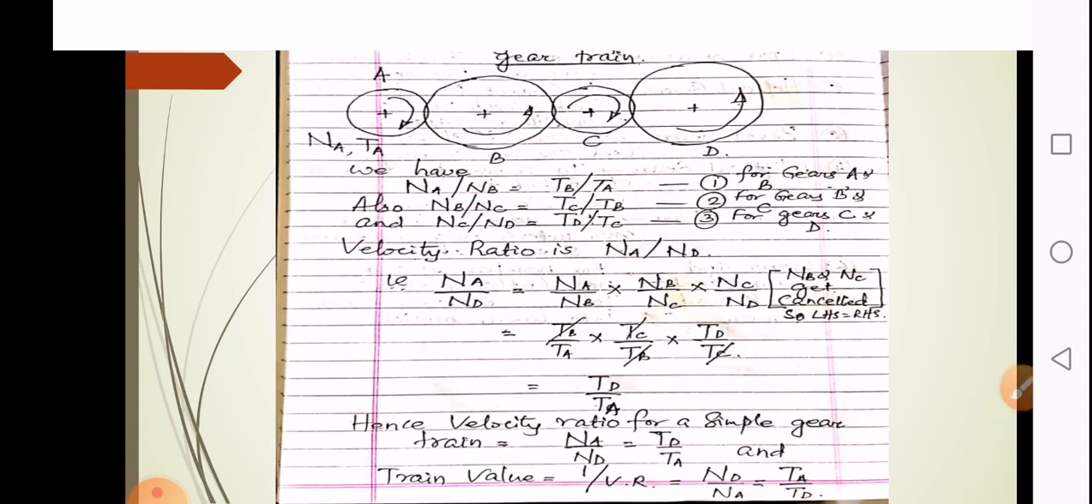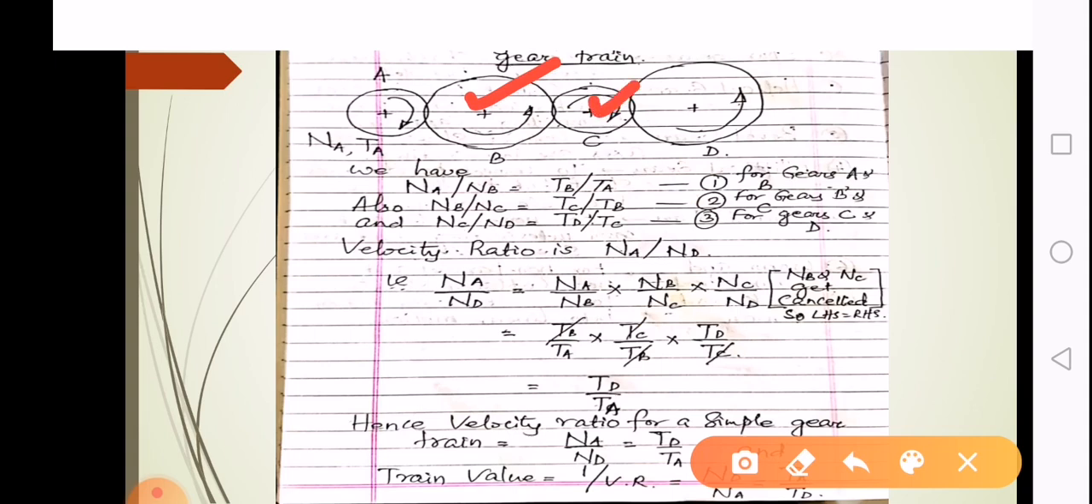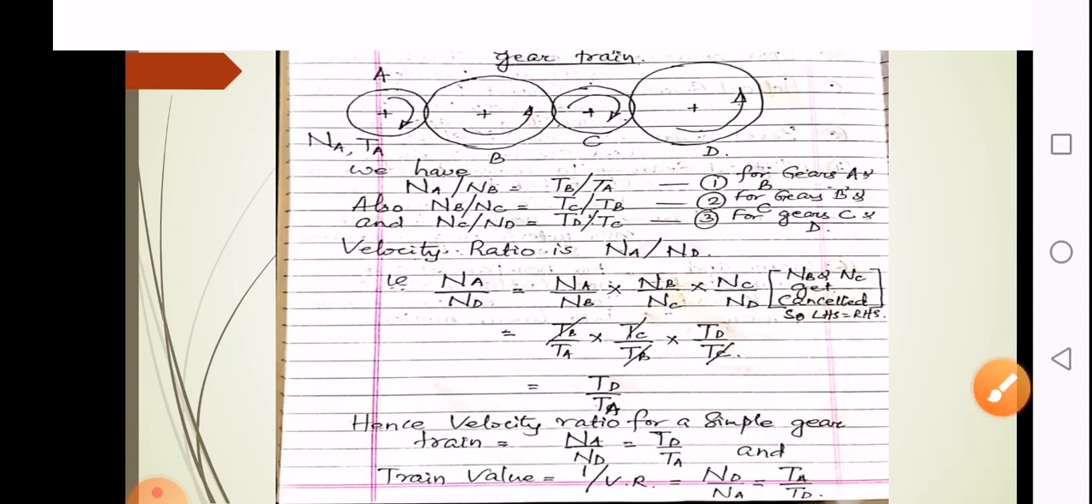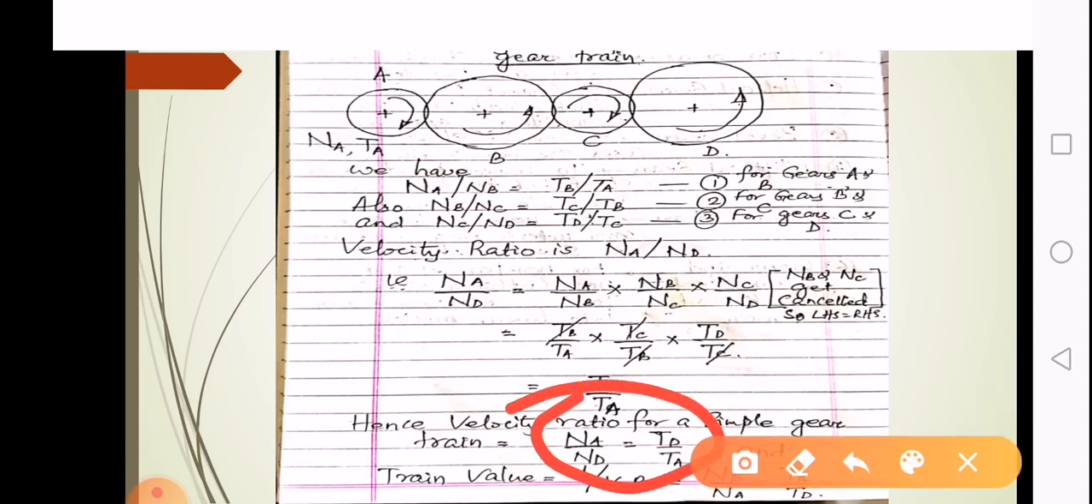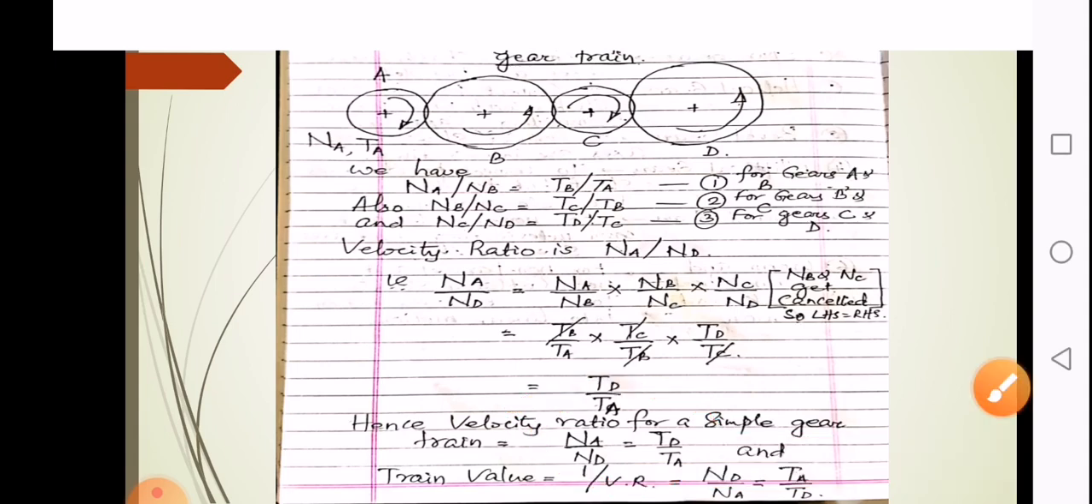What is interesting to note in this entire analysis is that the intermediate gears, that is gears B and C, do not have any effect on the velocity ratio at all in a simple gear train, because in the final equation we do not have Nb or Nc or Tb or Tc and so on. So when we find the velocity ratio of a simple gear train, it is only the driver gear and the driven gear which are to be considered. The intermediate gears do not play any role in the velocity ratio.